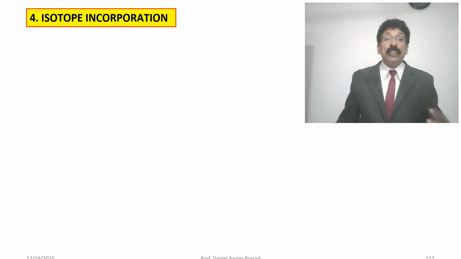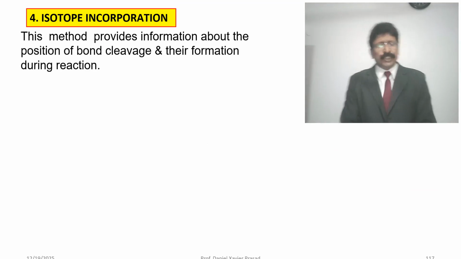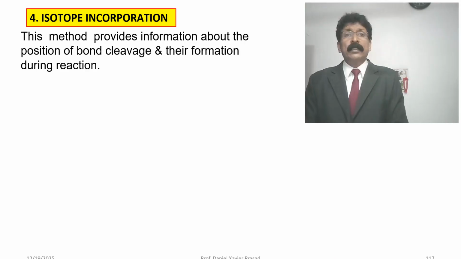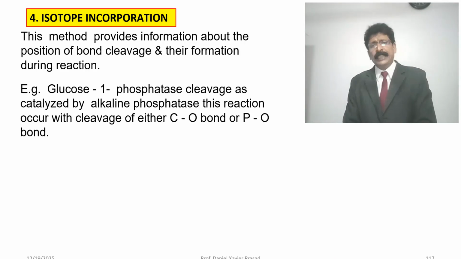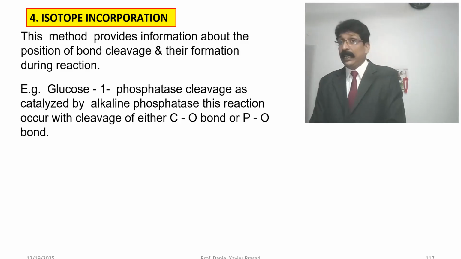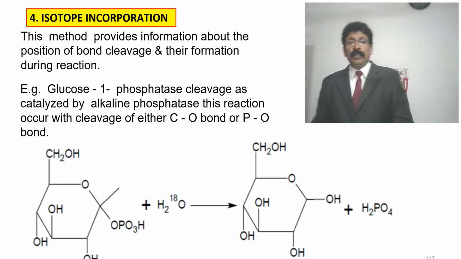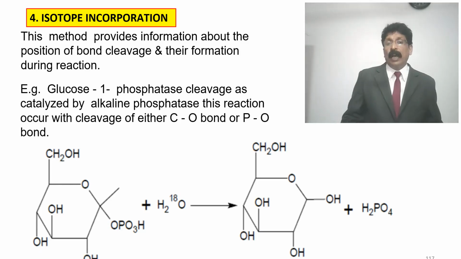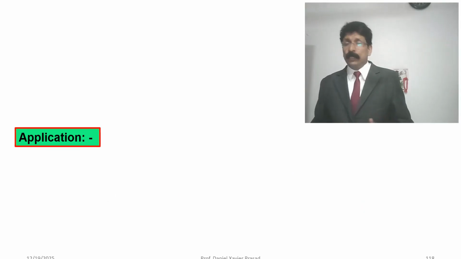Isotope incorporation: this method provides information about the position of bond cleavage and formation during a reaction. Glucose 1-phosphate, an enzyme cleavage catalyzed by alkaline phosphatase. In this reaction, cleavage occurs of the carbon-oxygen bond or the phosphate-oxygen bond. You can see how the phosphate and the oxygen 18 labeling help in finding out the reaction.